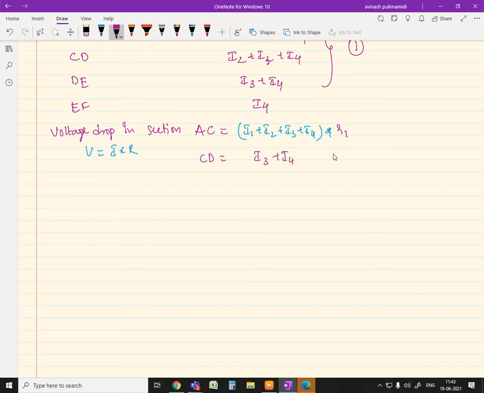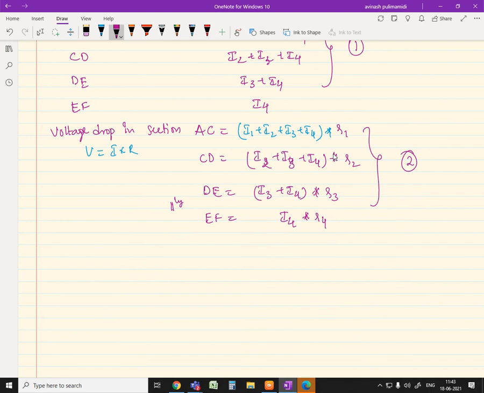Similarly for CD, I2 plus I3 plus I4 multiplied by resistance R2. The next will be DE. For DE, we get I3 plus I4 multiplied by R3. Similarly for EF, what we have here? Simply I4 into R4. So these are the voltage drops.